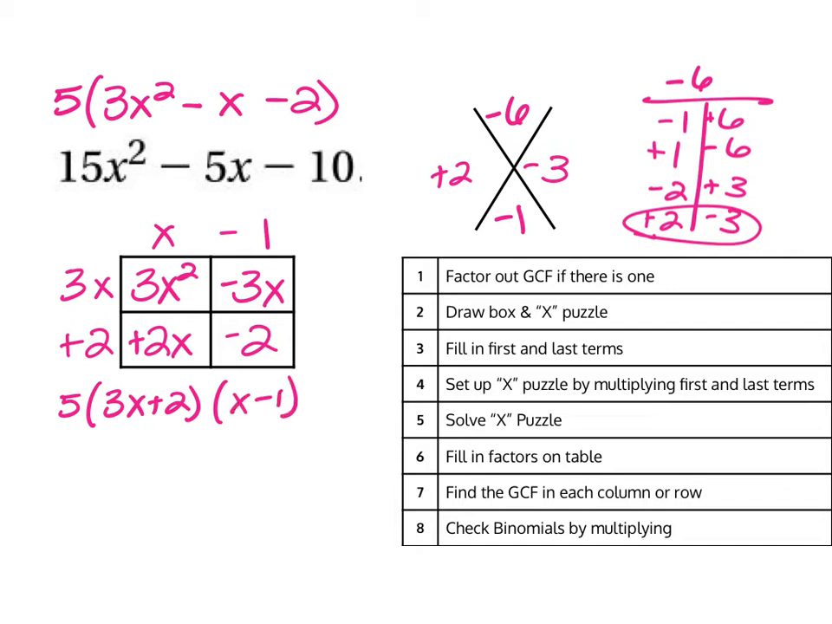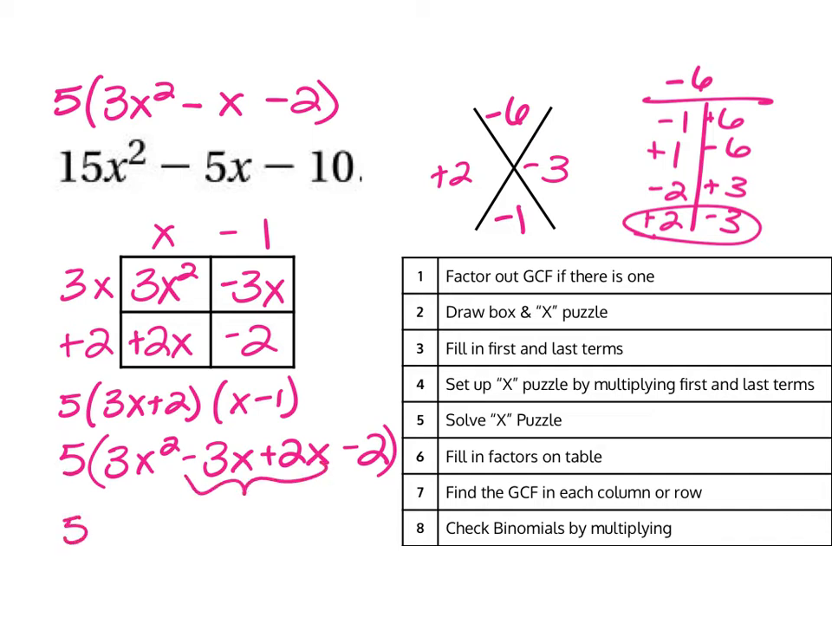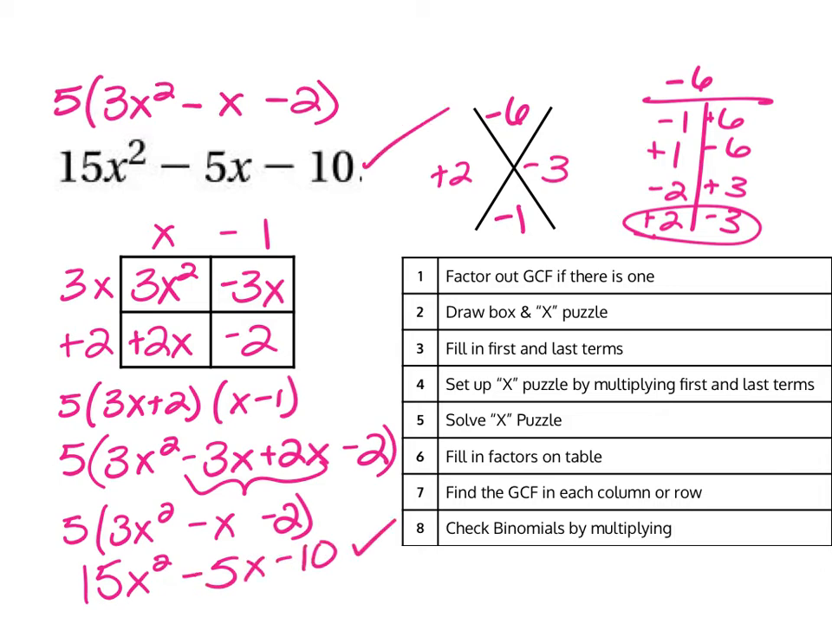So let's check this. So this will be 3x squared minus 3x plus 2x minus 2. Again, we still have that 5 hanging out. Let me combine my like terms. So 5 times 3x squared minus x minus 2. So then this would become 15x squared minus 5x minus 10. That's exactly what we need it to be. So then my final answer is this one here. So 5 times 3x plus 2 times x minus 1.